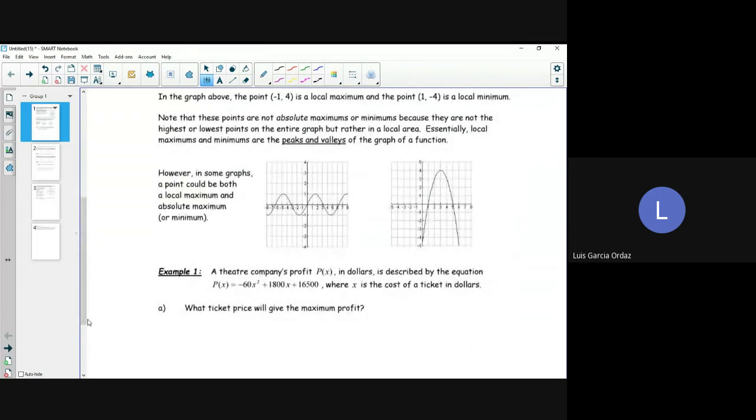Okay. So in some graphs, a point could be both a local max or min. So in this case, this is a local max, but also an absolute maximum. And over here, this is a local min, but it can also be an absolute min. So this is local slash absolute min. And then this is a local slash absolute max. However, this one over here is just an absolute max, because it is the highest point on the graph.